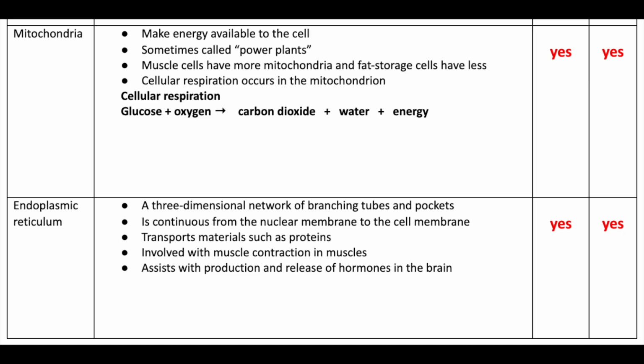Next, we have the endoplasmic reticulum. This is a three-dimensional network of branching tubes and pockets. It's continuous from the nuclear membrane to the cellular membrane. It transports materials such as proteins. It's involved with muscle contractions in muscles, and it assists with the production and release of hormones in the brain.